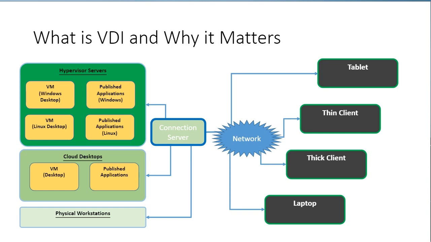It could be a tablet, a thin client, a laptop. It doesn't really matter, to access these virtual machines running securely in a data center. And they, of course, do this over the network. And then we have something called a connection server, or connection broker. What it does is it authenticates the users and says, yes, this user is allowed or entitled to these virtual resources. So that's the simplest explanation of VDI that I could come up with.